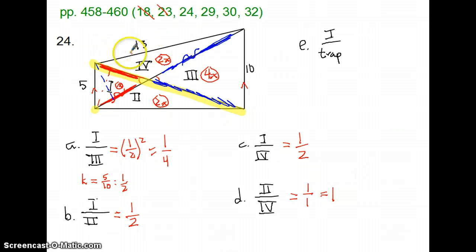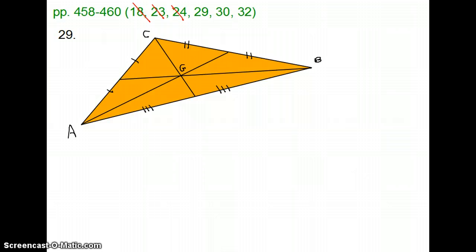So looking in the grand scheme of things here, I have a total of 9 pieces, 9 parts of area. This is one of the 9. So it is 1/9 of the trapezoid. Cool problem. Okay, in 29, it takes a long time to just know what they're talking about.